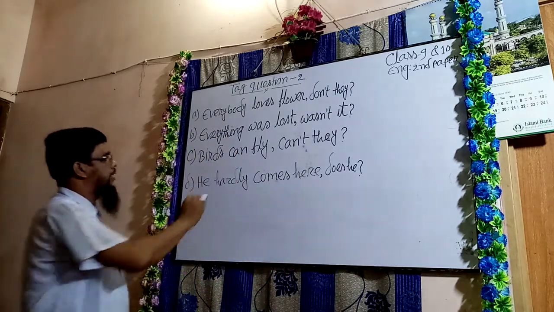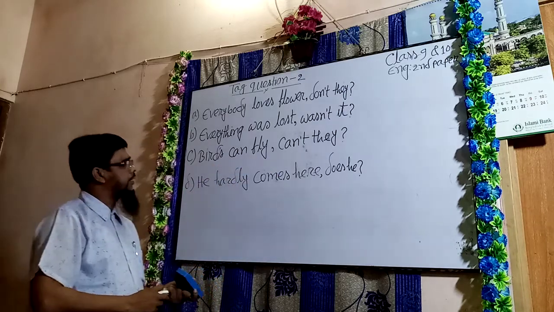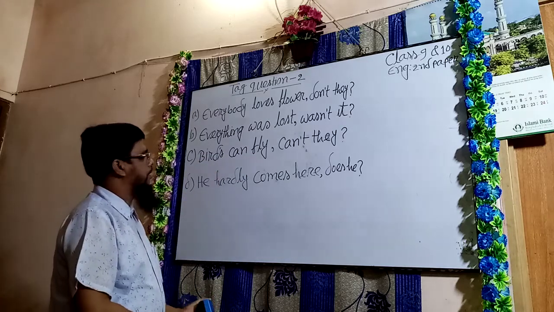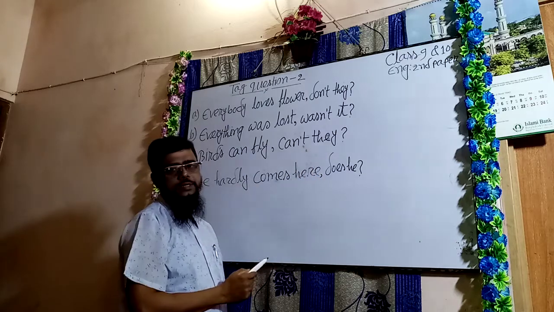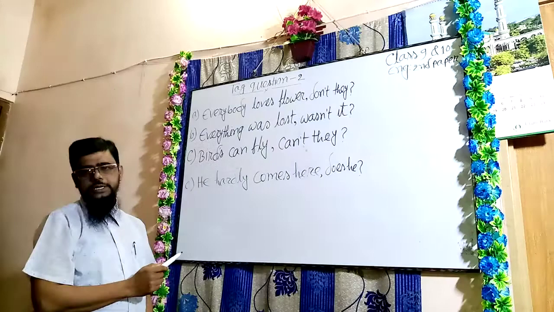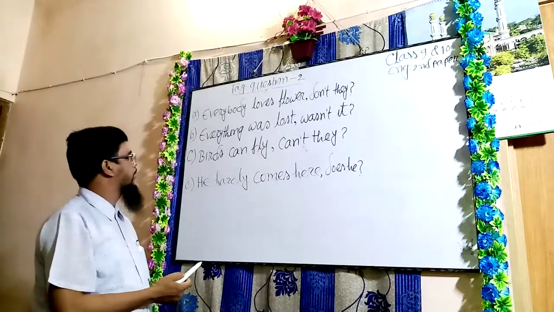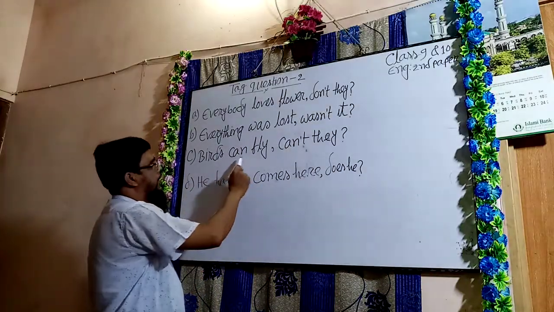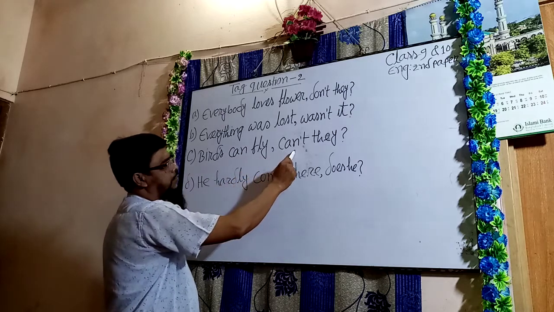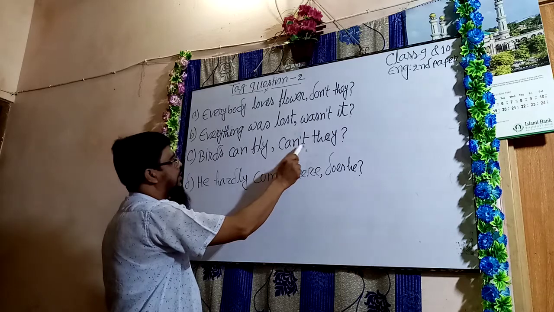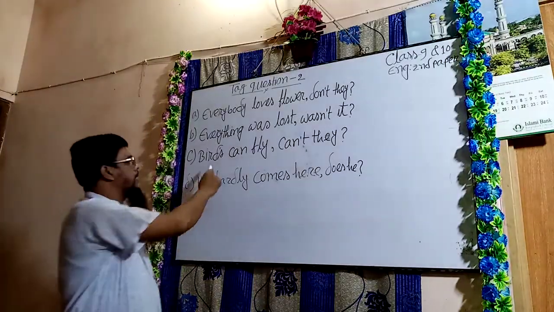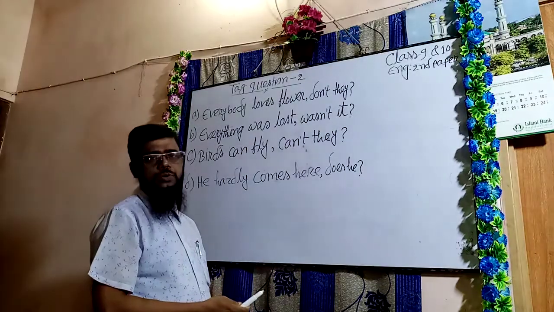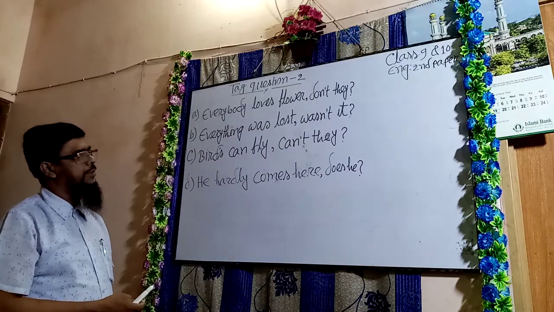Next number is birds can fly. The subject of the sentence is plural. So the subject of the tag question also will be plural. It is very clear. When we see the subject of the sentence is plural, the subject of the question also will be plural. So here the sentence is affirmative, the question will be negative. So can, can't they? It is clear. When subject is plural, subject also will be plural, and verb also will be plural. So it is very simple. Okay, I think you will remember it very easily.